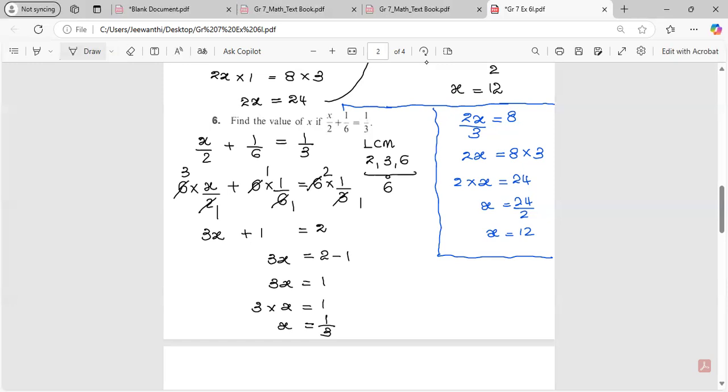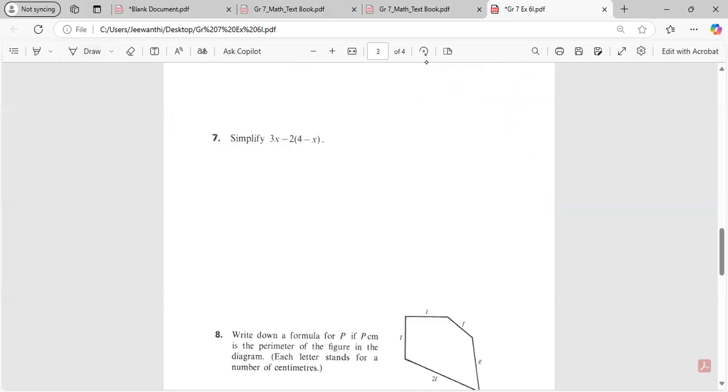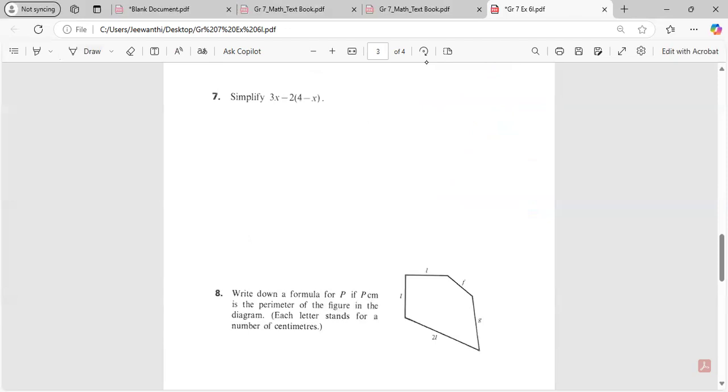So then we will move to question number 7. In question number 7, again, we have the simplification. See what I'm doing. When I have something like this, 3x minus 2 times 4 minus x, first I want to solve the bracket. So then I write 3x as it is. Negative 2 times 4, negative 8. Negative 2 times negative x, positive 2x.